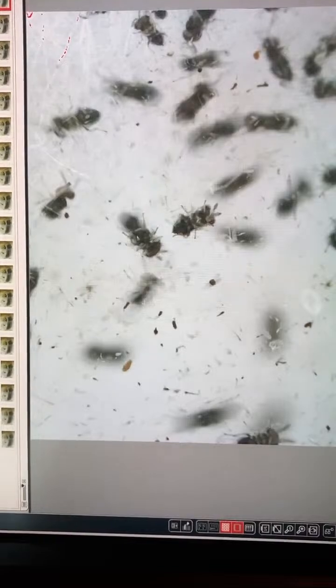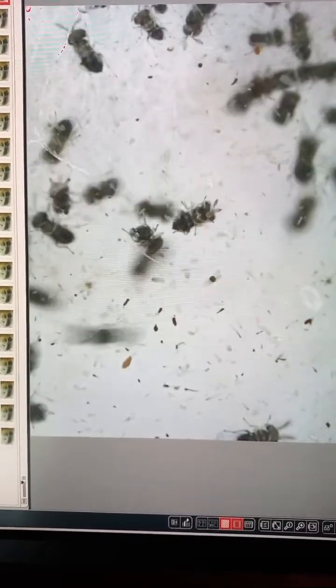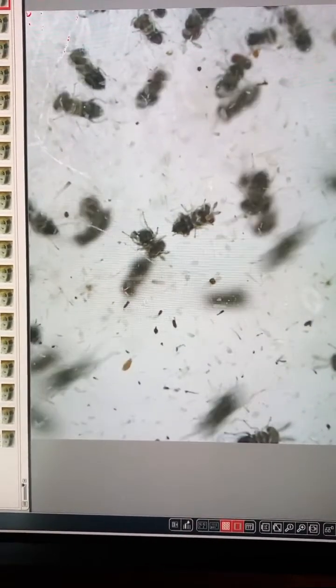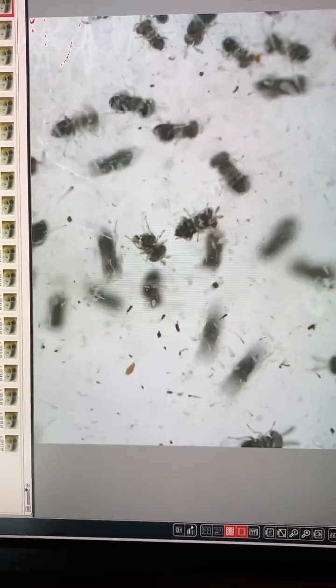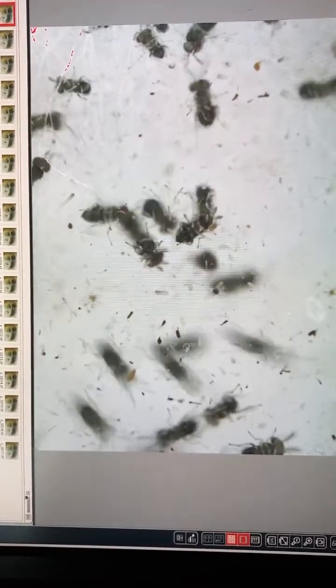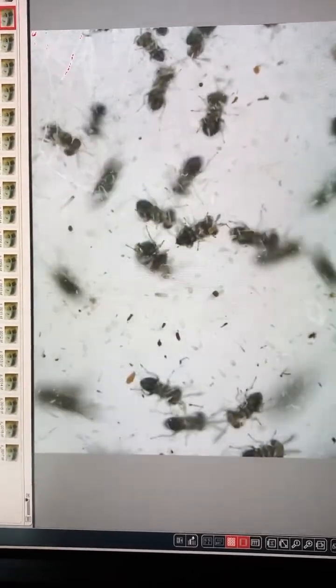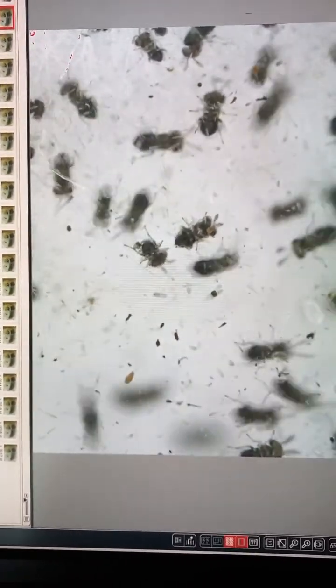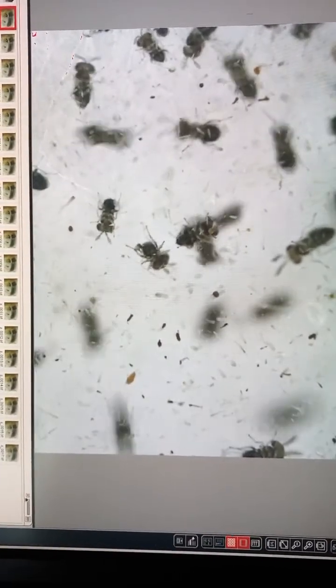You see, this is central. In the center you can see 2 small females, 1 female bigger, 1 smaller, and the smaller female has reduced wings. They didn't hatch correctly. And 1 male is trying to mate.